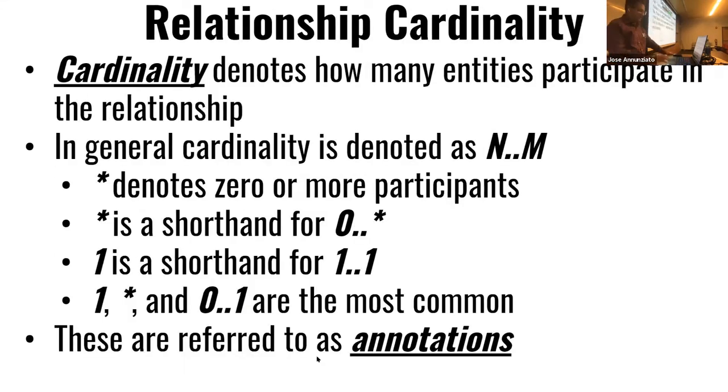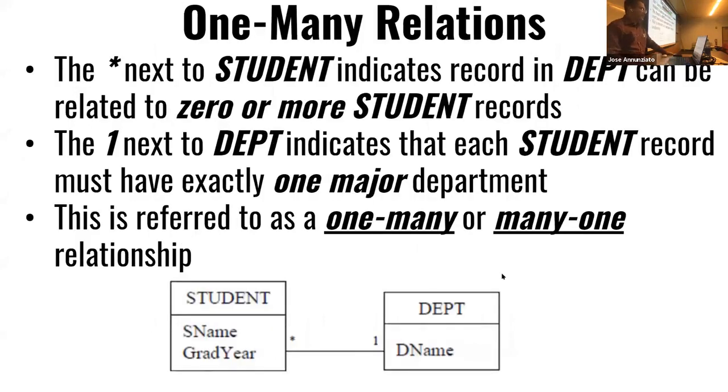We call these annotations, to annotate these labels to the lines. The one-to-many that we have between department and students establishes the fact that one department can have many students. We usually say from 1 to many, but it's also many to 1. That nomenclature can be used as well. We're only looking at some of the more common ones: one to many, many to many.